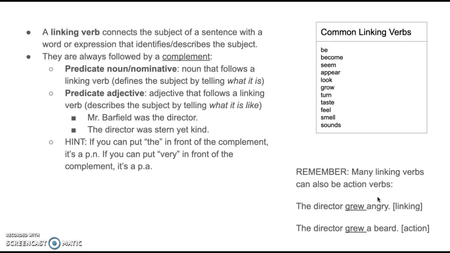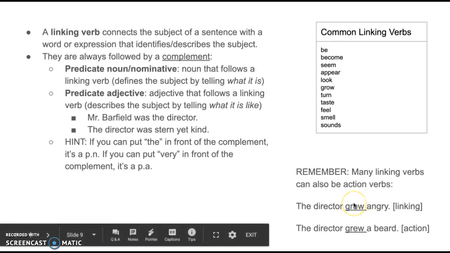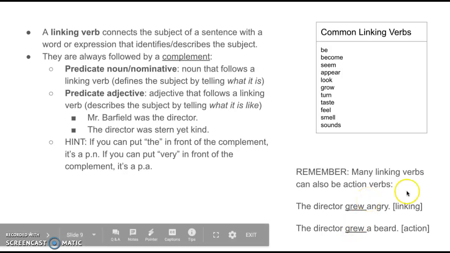Well, if you can replace the verb with is and it still makes sense, it's a linking verb. For example, the director is angry makes sense. The director is a beard. It's not the same thing.